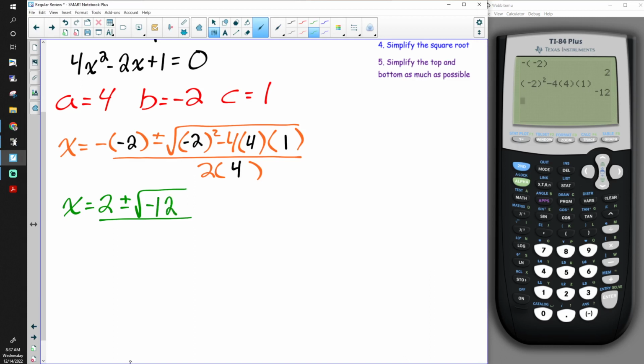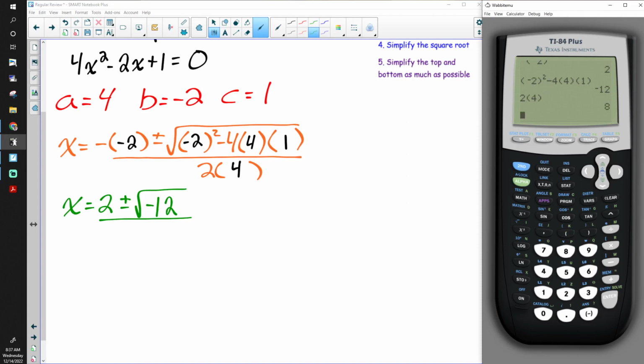And on the bottom, I'm pretty sure 2 times 4 is 8, but I'll take a couple seconds to just double check. 2 times 4 is 8. 8 in the denominator. Okay, steps 1, 2, 3. A, B, C, plug them in. Use my calculator to simplify my 3 parts.